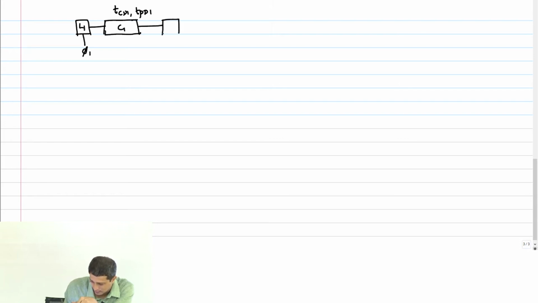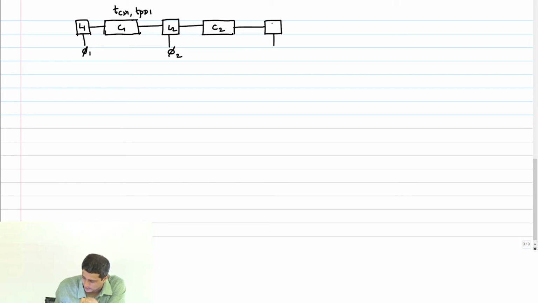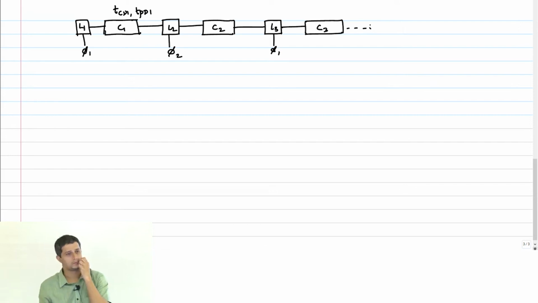Then I have L2, which is controlled by clock phi 2. Okay, then I have combinational block C2, then going back to latch L3 controlled by phi 1 again. Okay, and then you have the following block and all that. This is C3 and so on. Okay, so first let's draw the two clocks.